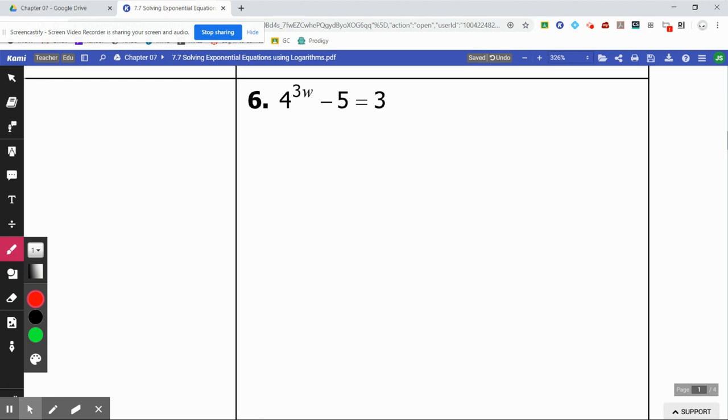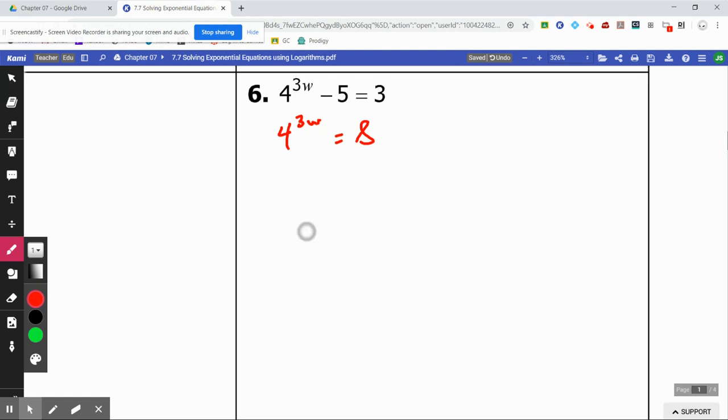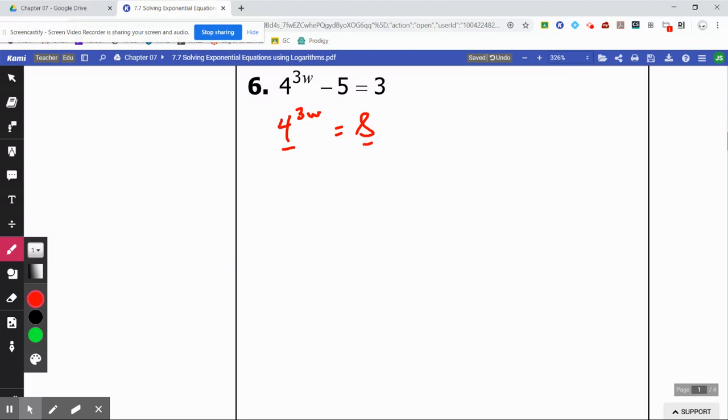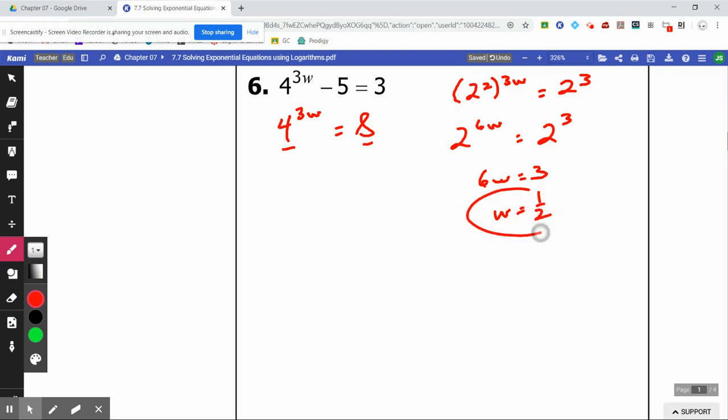Next one, we're going to again isolate our exponential. 4 to the 3w has a minus 5. Let's move that minus 5 over by adding 5. So you have 4 to a power equals 8. And now on this one, I want to point out that we can actually write 4 and 8 both as base 2 numbers. So the best way to solve this would be 2 squared to the 3w equals 8 would be 2 to the third. So that'd be 2 to the 6w equals 2 to the third, set 6w equal to 3, and you get w as a half. But just to show you, you can still solve this the other way.